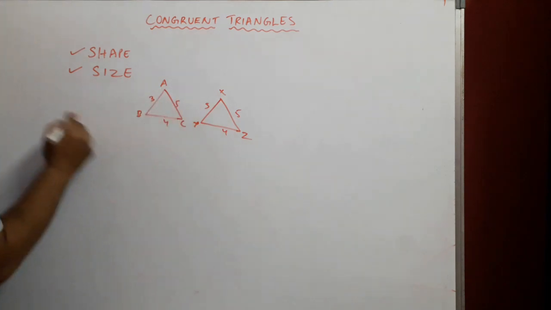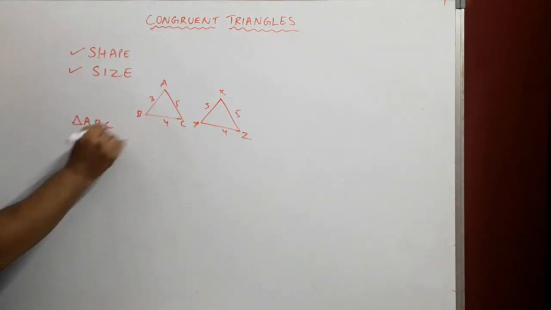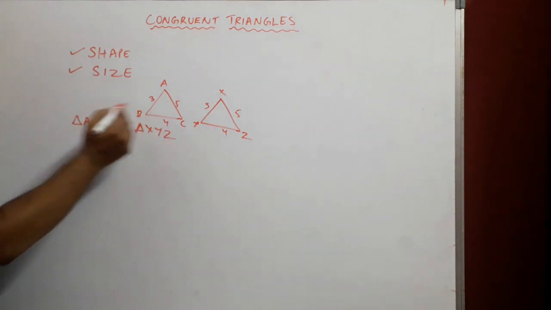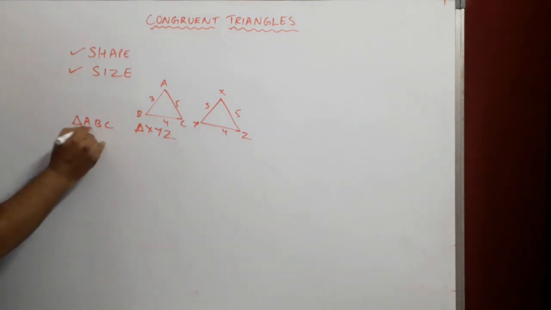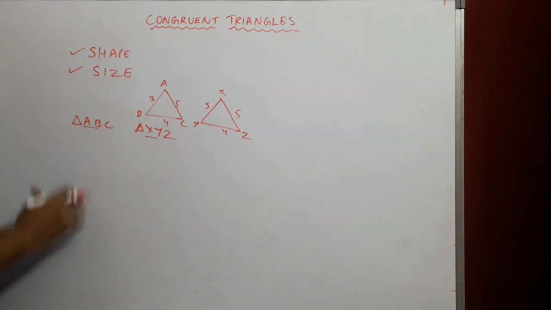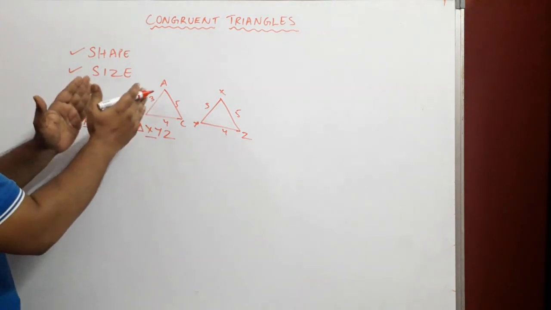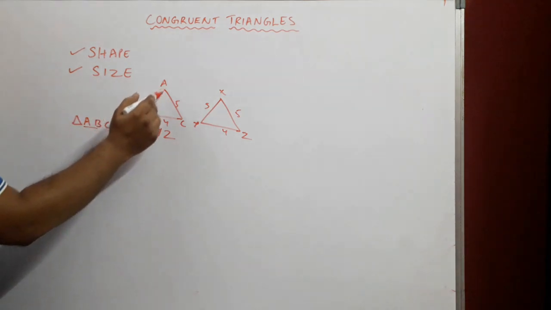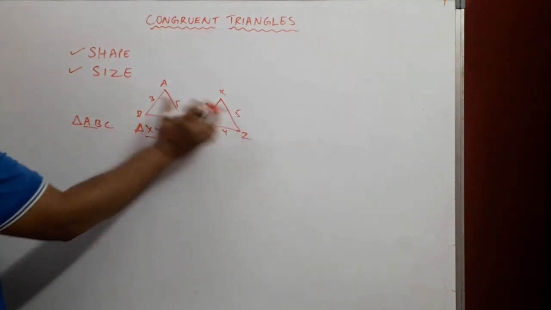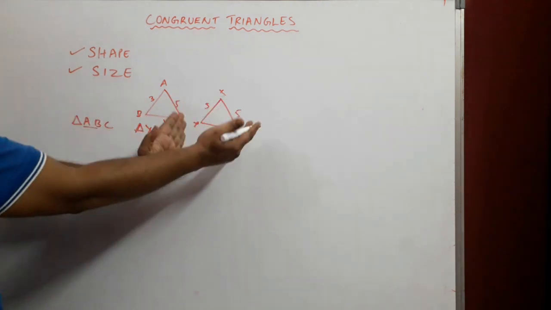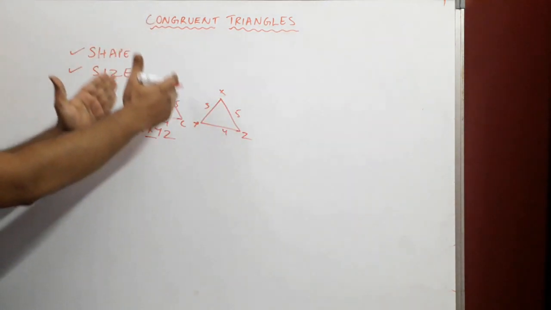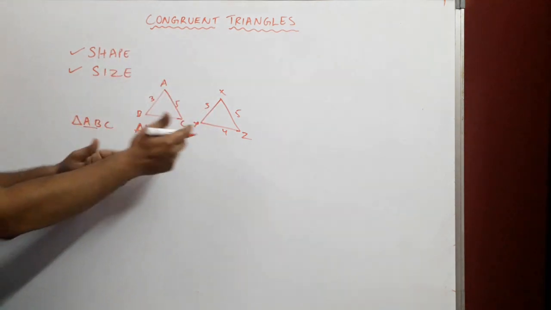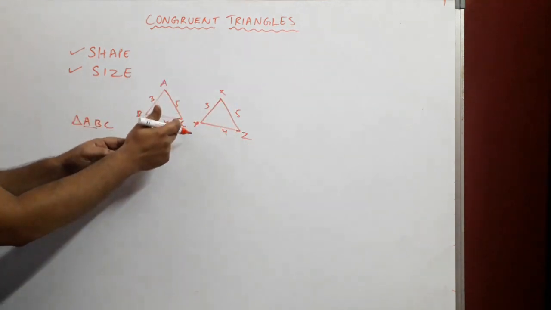If we take this triangle as triangle ABC and triangle XYZ, the corresponding sides of the two triangles would be AB corresponds to XY. When it says correspond, it means on the same side, or that we are looking at almost the same triangle if we superimpose. Suppose we take this triangle and place it on this triangle, then this side will correspond to this side and this side, that is XZ, will correspond with AC.